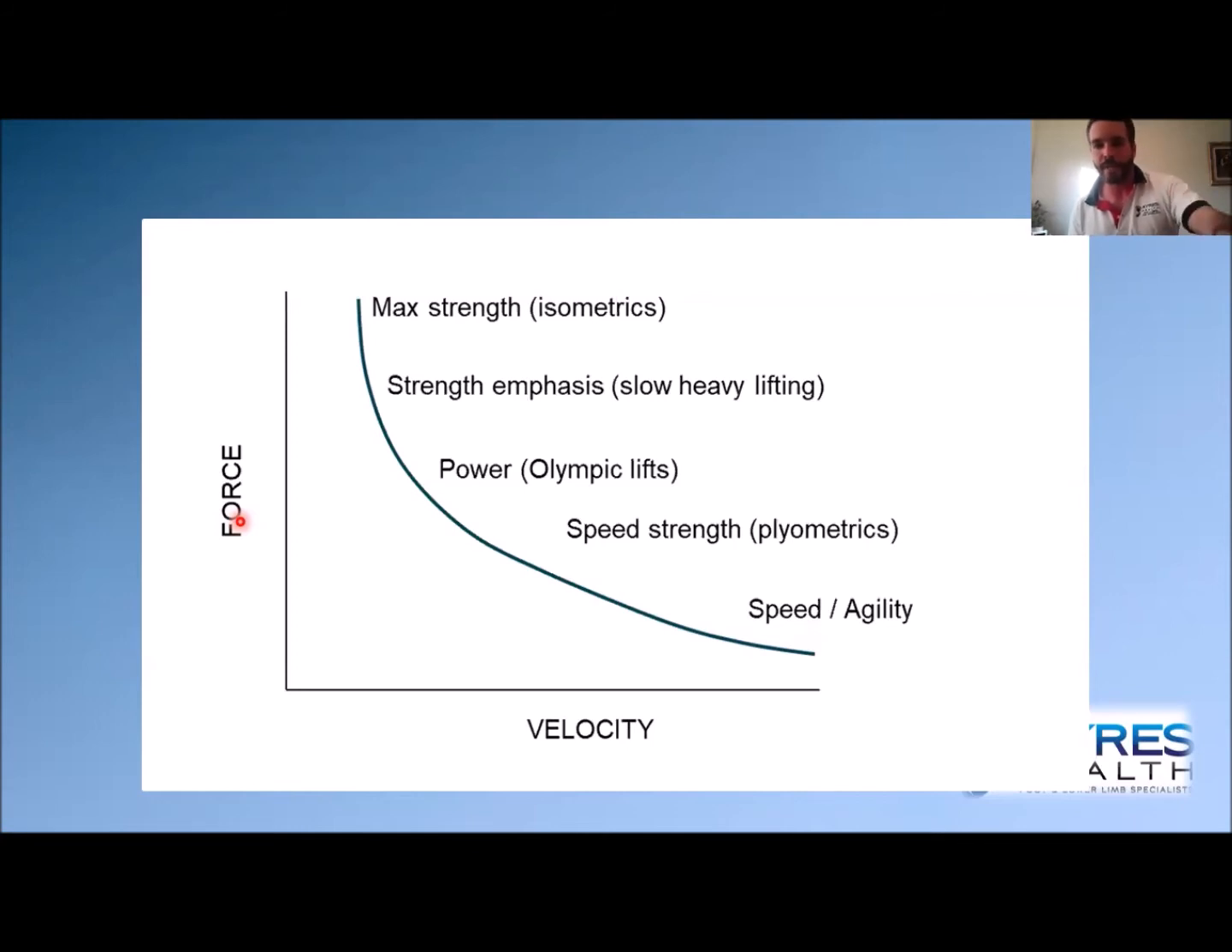I'm going to give you an example of each of these exercises for each of these stages as well. So keep watching, and we'll go through some of those. We start off with maximum strength.